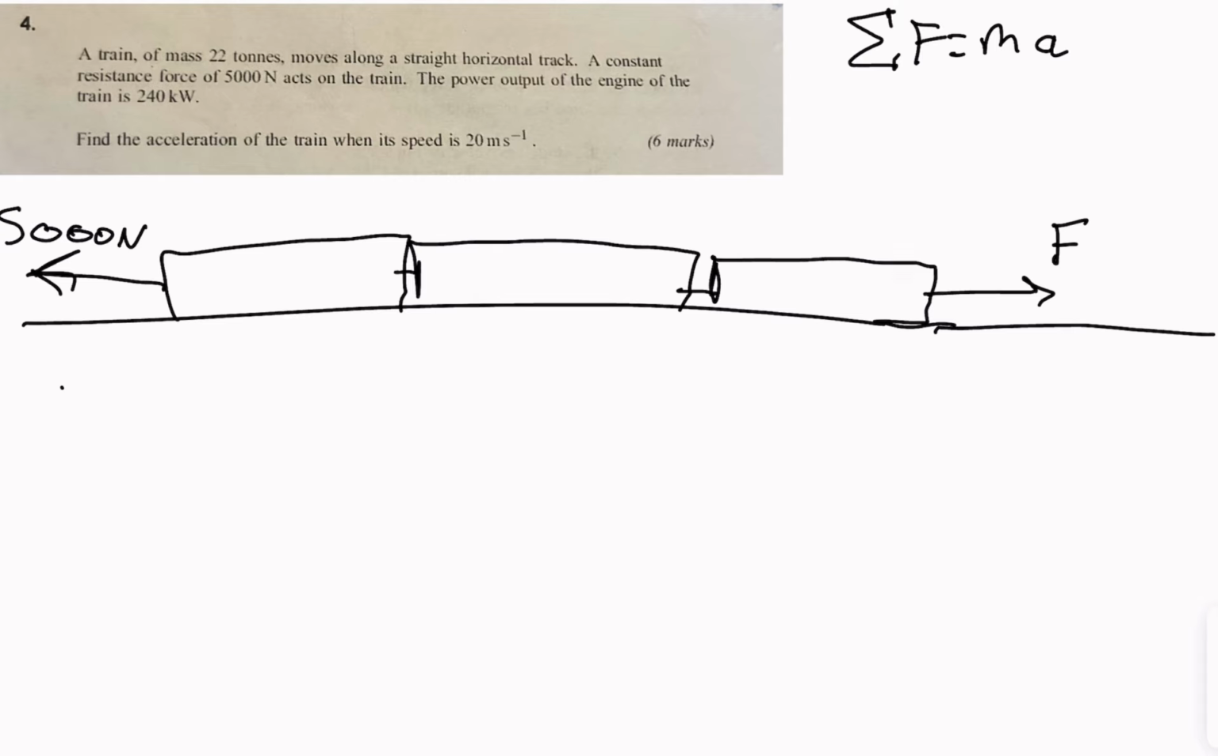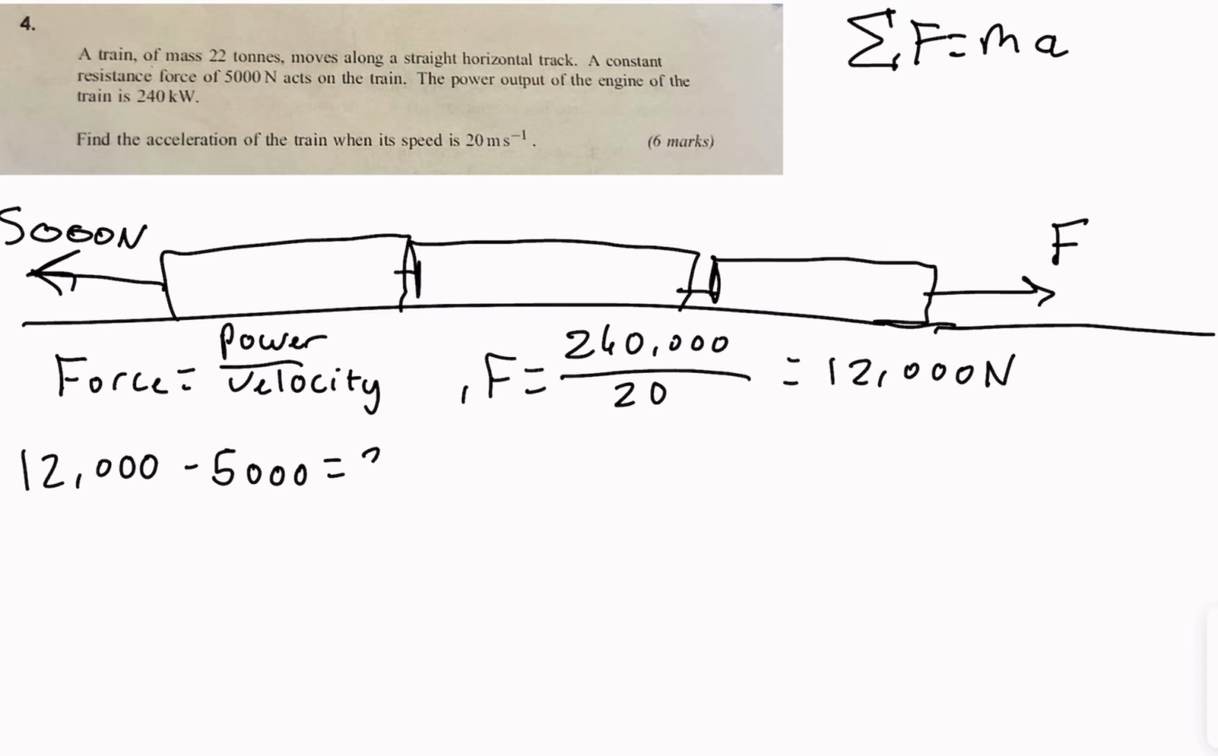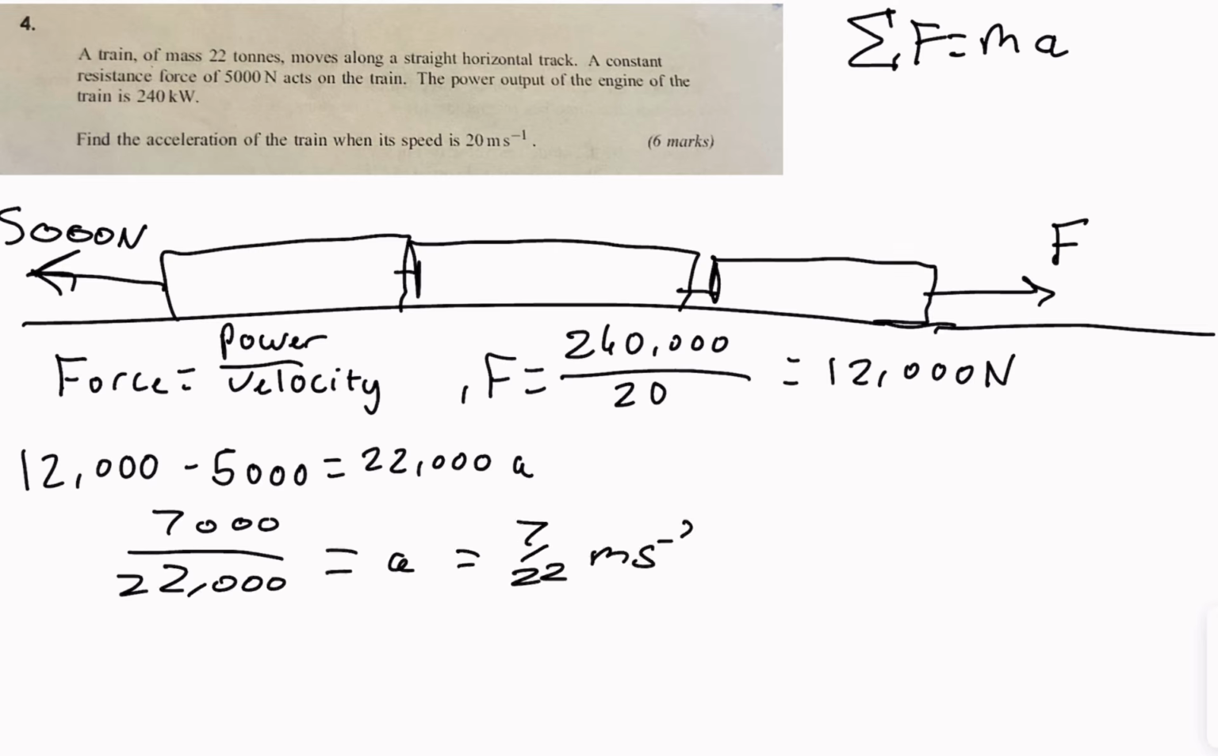We know that the resultant force is going to be equal to mass times acceleration. And we also know that force equals power over velocity. So we can say that F equals 240,000, because it's in kilowatts, over 20, which is going to be 12,000 newtons. The resultant force is going to be that 12,000 take away the 5,000, which is acting backwards. And that's going to be equal to 22,000, which is 22 tons, times acceleration. This means that acceleration is equal to 7,000 over 22,000, which is 7 over 22 meters per second squared.